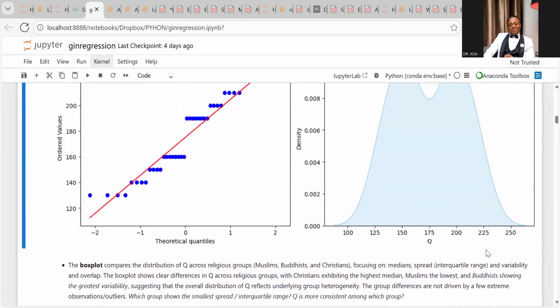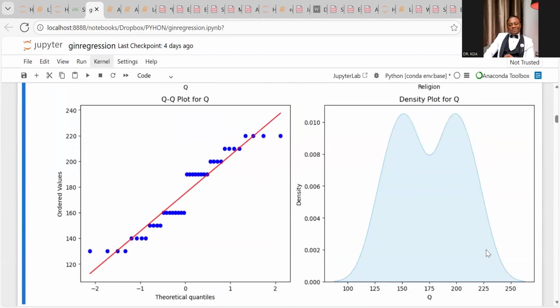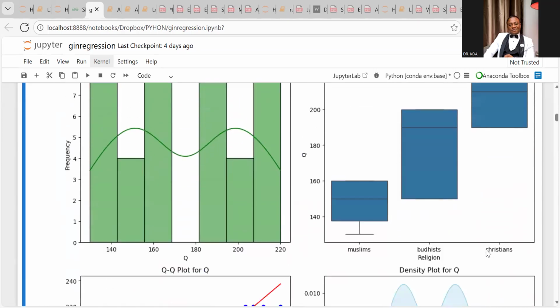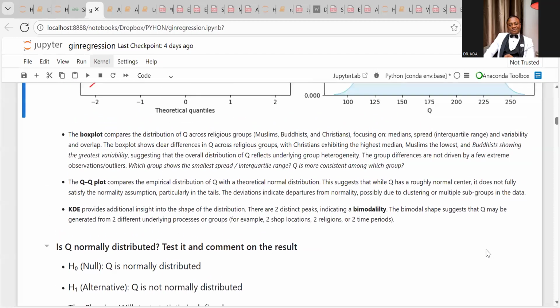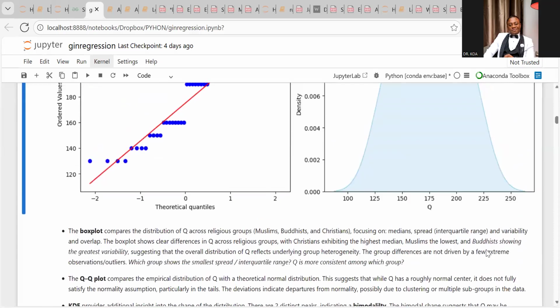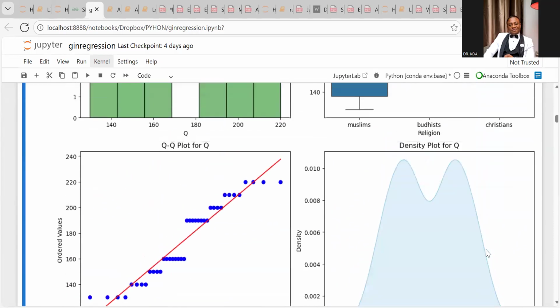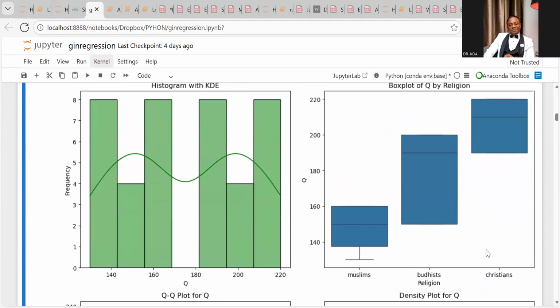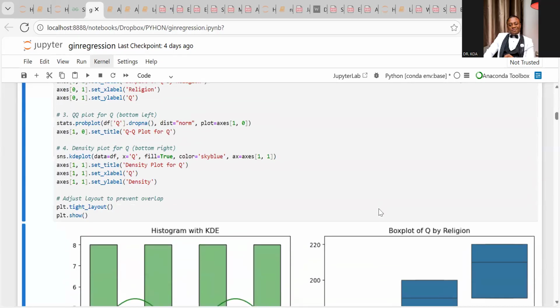The box plot compares the distribution of quantity demanded across religious groups. You can see that the median is in the center. Then the spread, the interquartile range, and the variability overlap. You can see this blue color here. In fact, you could have used rainbow, to be honest with you.